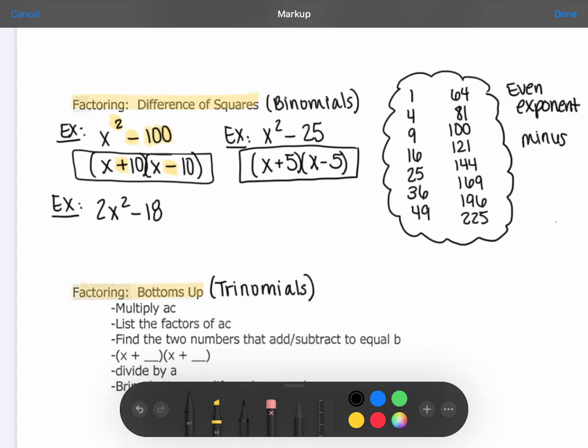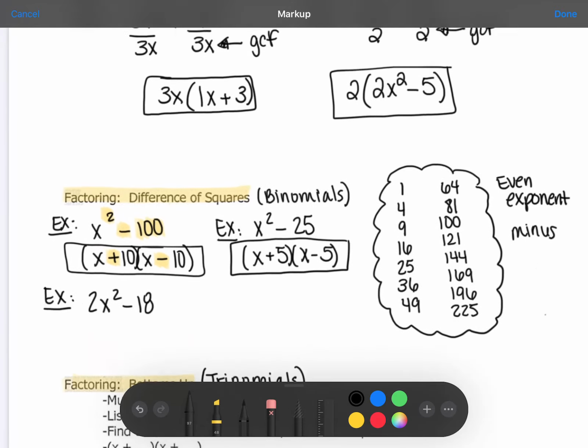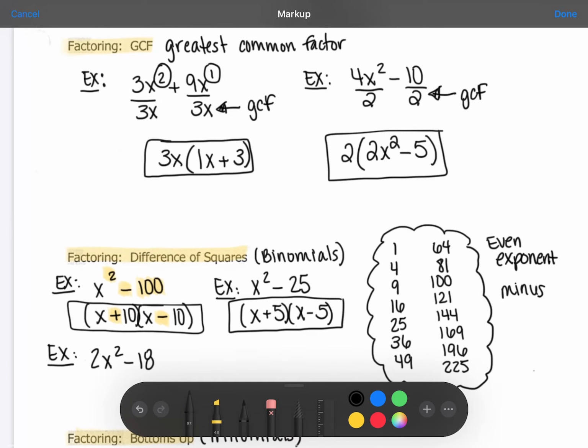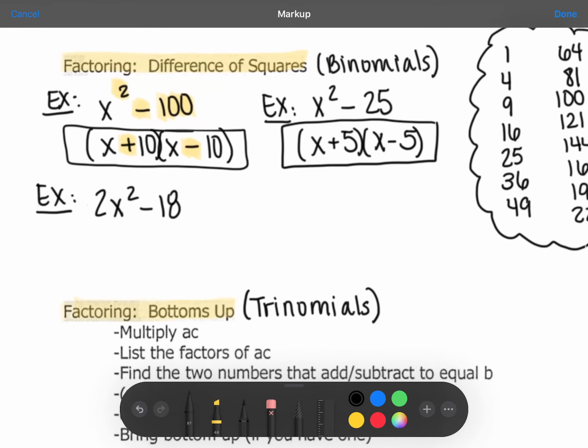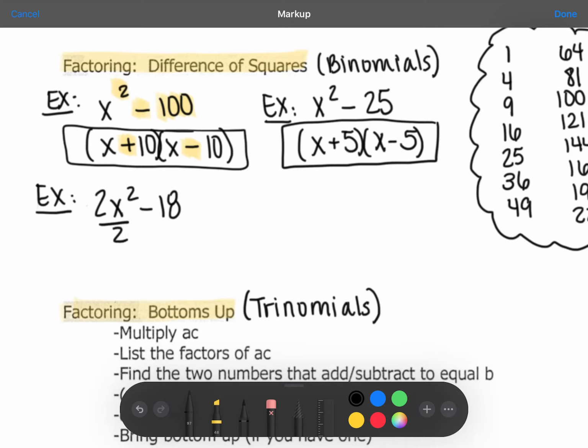and a minus sign. So remember earlier when I said whenever we're looking at these types of problems, you always want to see if you have a GCF in your problem. So I think I have a GCF in this problem. What do you think my GCF is? That's right, it's a 2. So I can divide both terms by 2, and that would leave me x squared minus 9 when I divide.